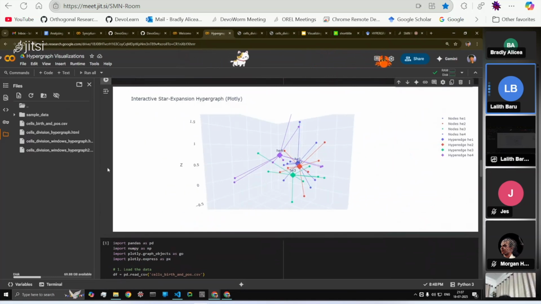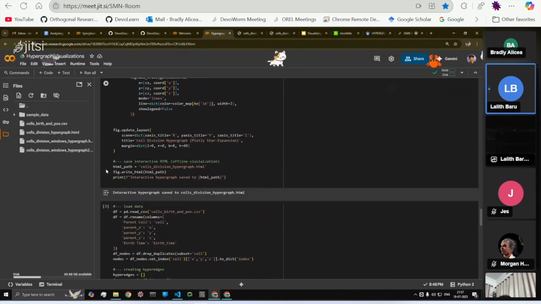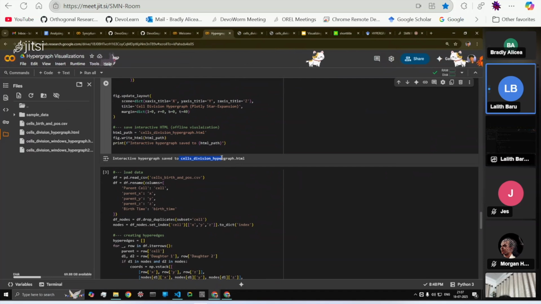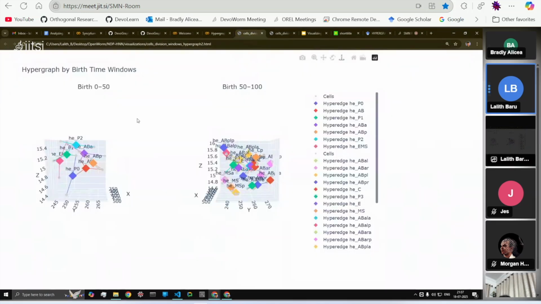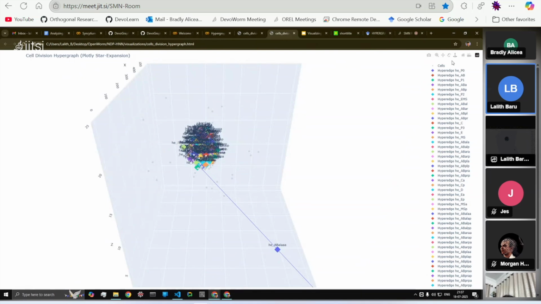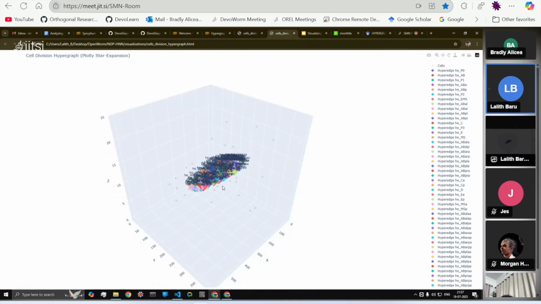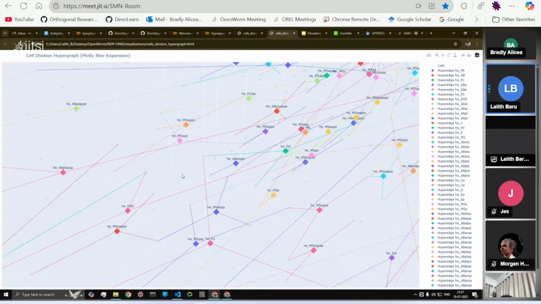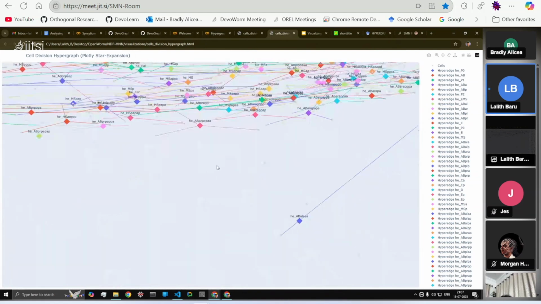So what I've done is I tried plotting the entire data. We have the cell division hypergraph, right? When I plot it for the entire data, it looks like this. It's quite cluttered, but maybe we start like this. These are all the entire sequence of data that we have. When we zoom in, we will be able to see how these are connected.